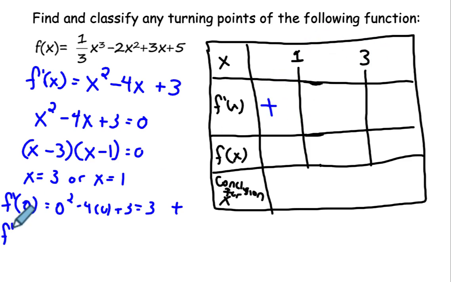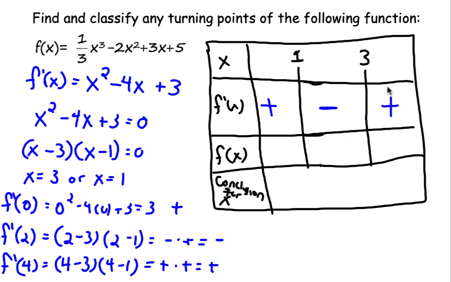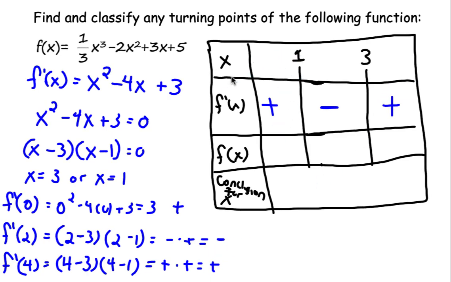Now I'm going to choose a number between 1 and 3, so I'll try 2. And I get a negative times a positive, which is equal to a negative. Now I'm going to try something greater than 3, so I'll do 4. Now notice it doesn't matter which form of the derivative you plug it into, you just plug it into one of those. So now I'm going to classify these turning points. So I notice I go from increasing to decreasing to increasing. So my first turning point must be a maximum, and my second turning point is a minimum.